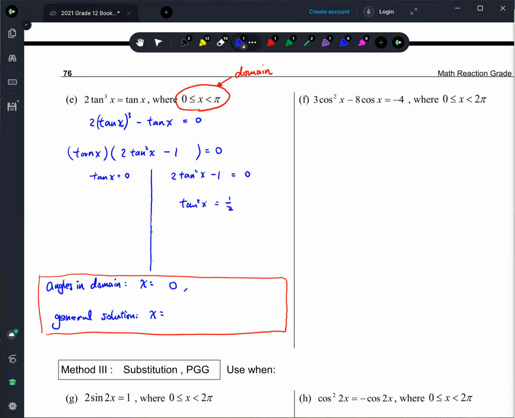So should the answer be like a decimal? Yeah, this one is not special. Okay, so I have got x is equal to 0.615. Anything else? No. Okay, so two answers. Yes. Okay, thank you.